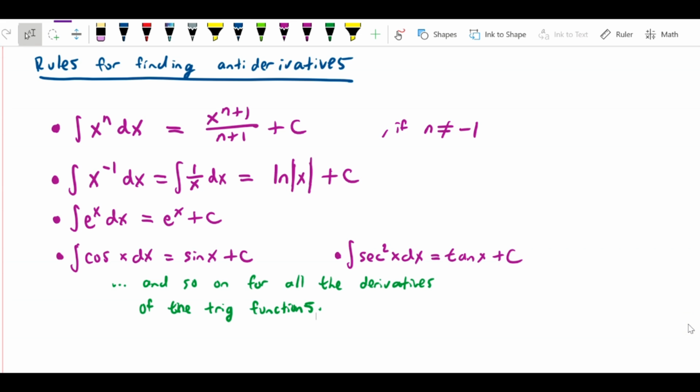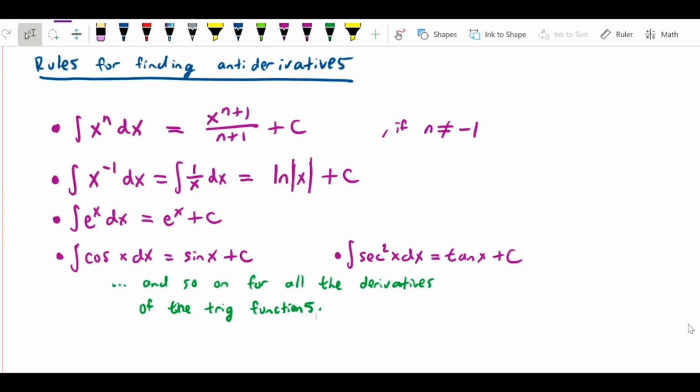So I've put up some of the basic rules for finding antiderivatives. I don't want to imply that these are the only rules that exist. In fact, when you get to Calc 2 next semester, one of the things that we start with is the process of finding antiderivatives for some fairly complicated situations where these rules don't work. But for now, we're just going to focus on the fairly simple rules for finding antiderivatives.